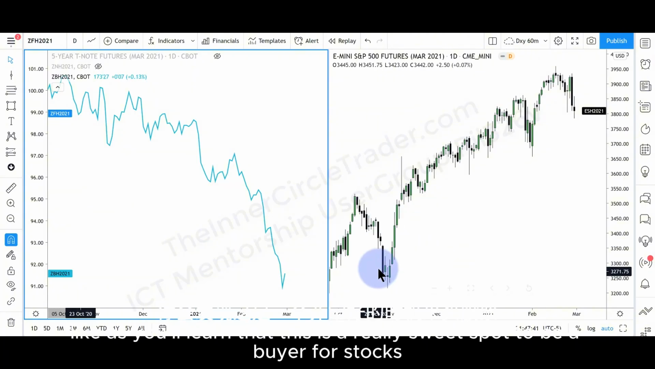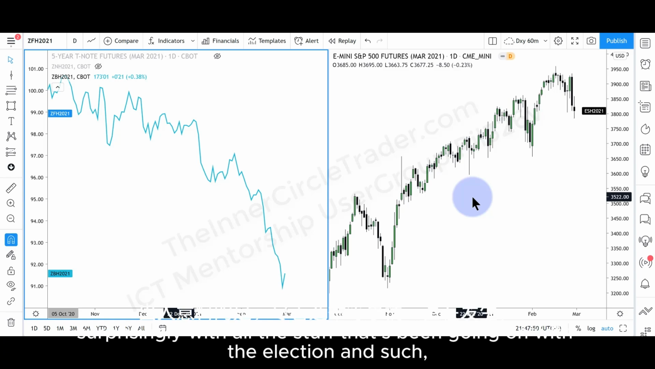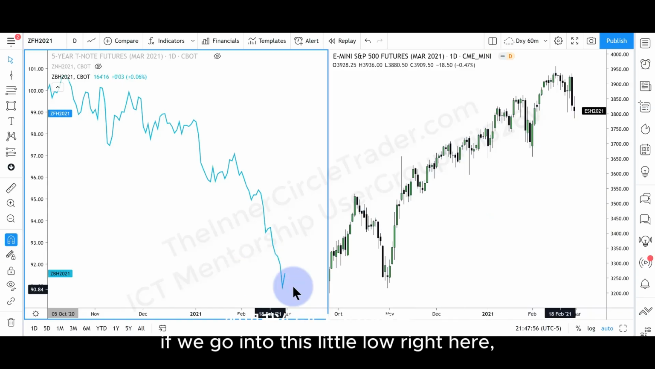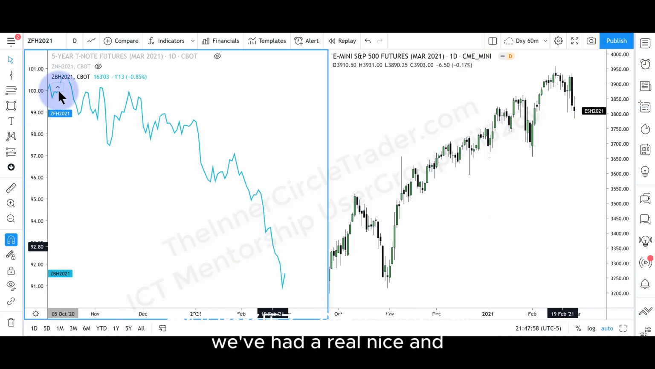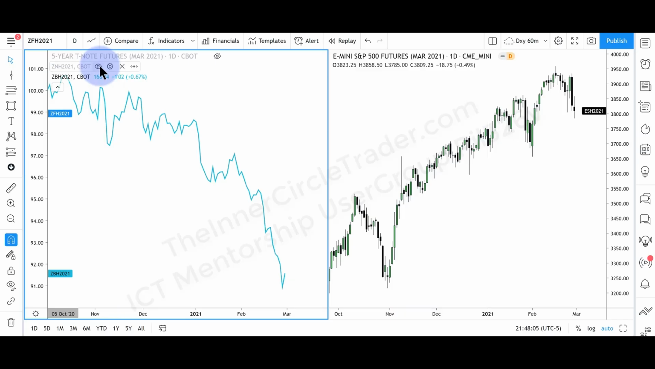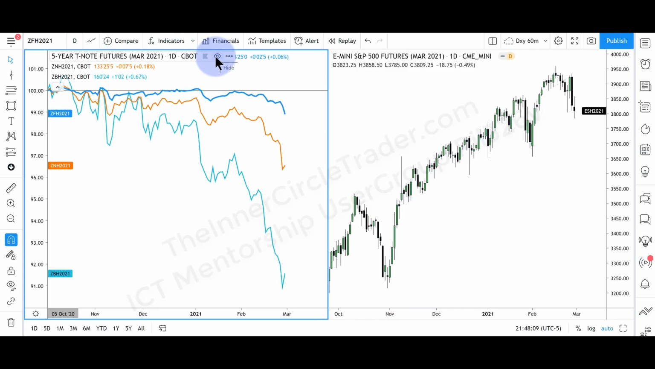Historically, as you'll learn, this is a really sweet spot to be a buyer for stocks. And the market has done very nicely this year, surprisingly, with all the stuff that's been going on with the election and such. But here's my concern. If we go into this little low right here, we've had a real nice decline, and now everybody wants to be on board. When that happens, it typically creates a low.